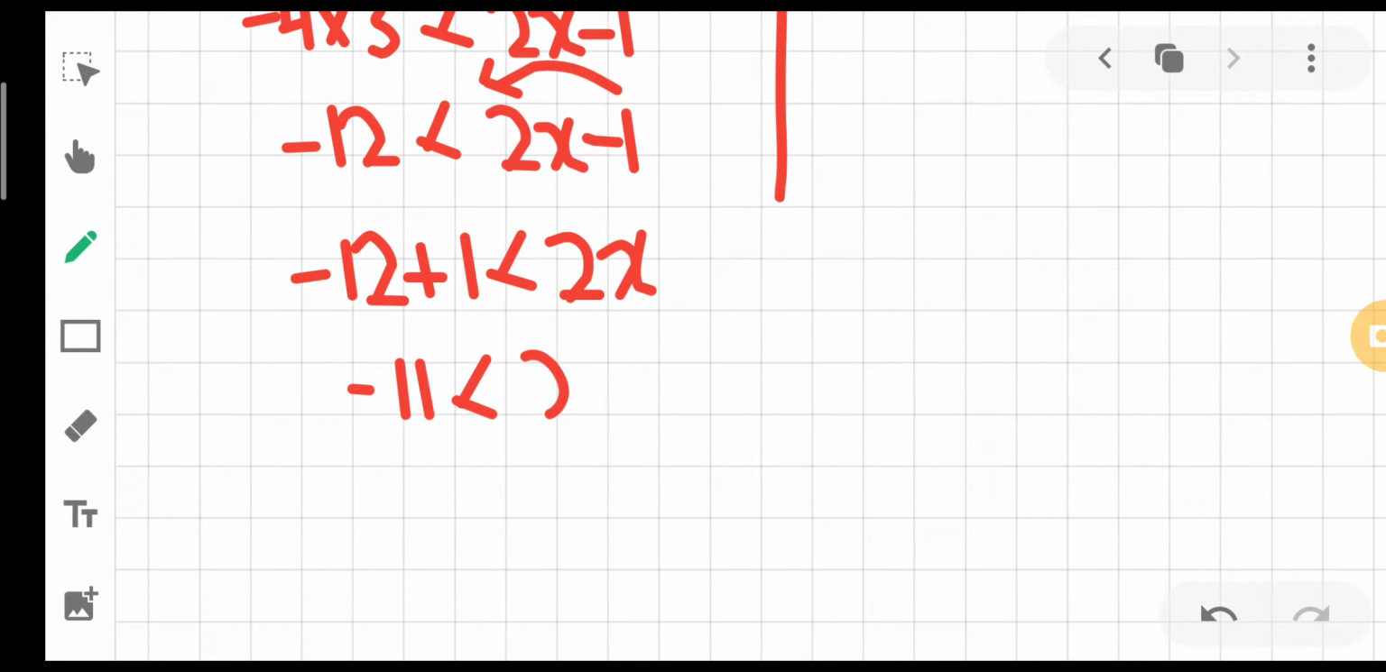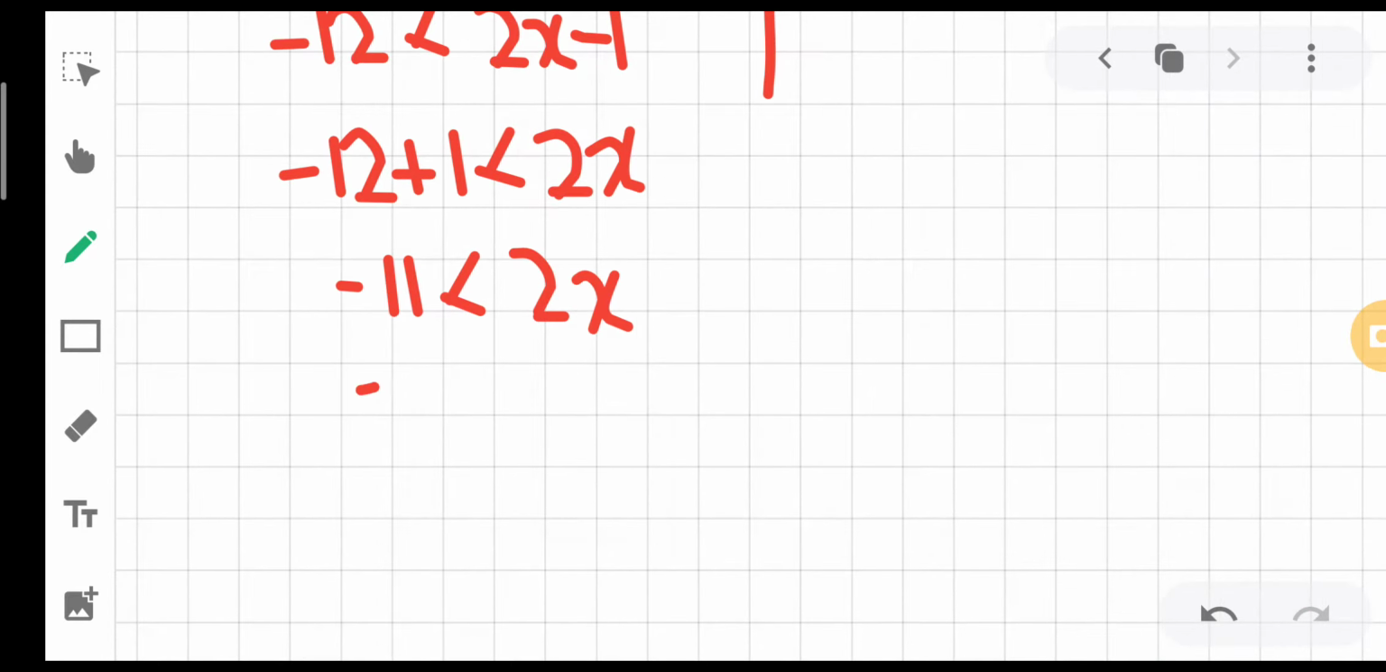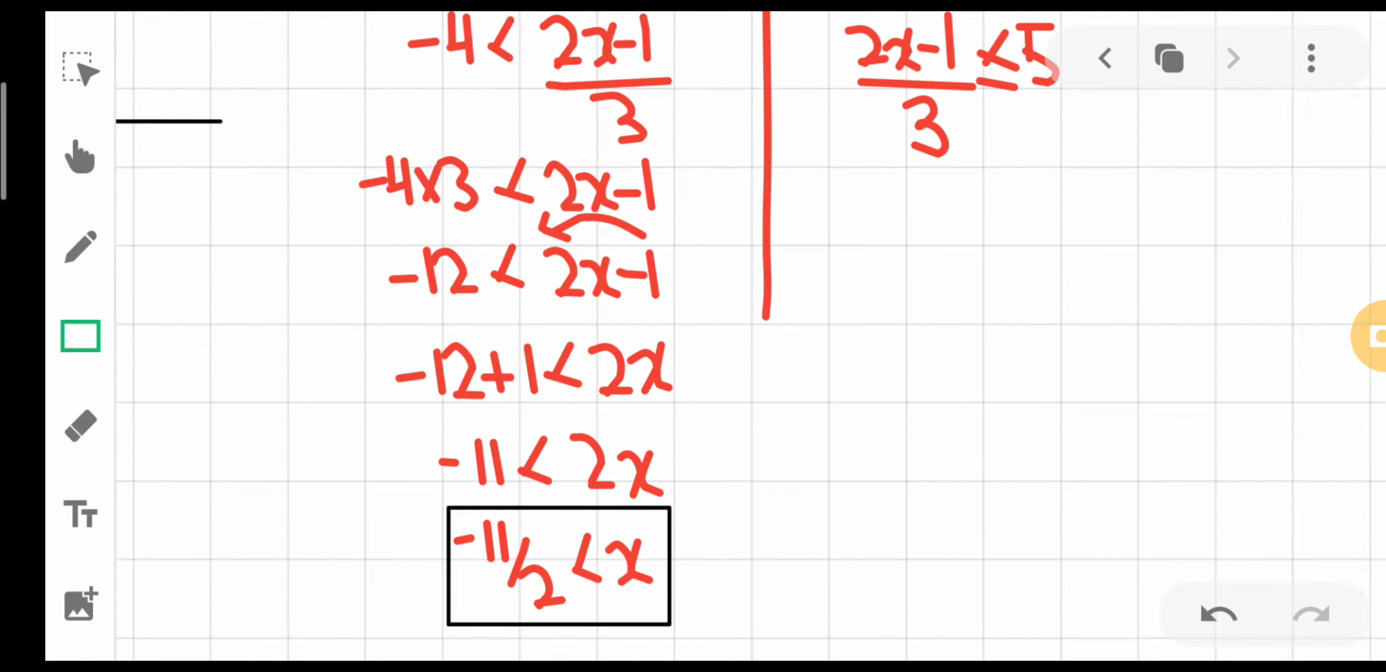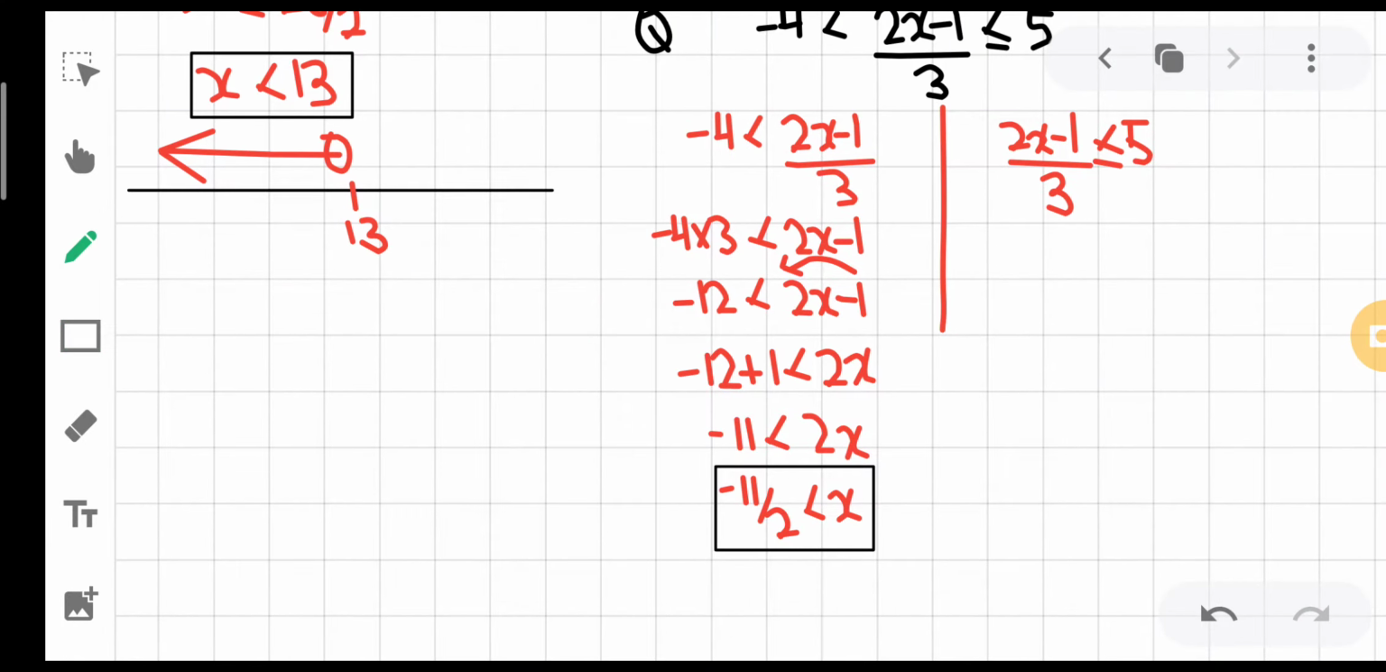And here you have 2x. Then 2 has to be shifted into division. Negative 11 divided by 2. This comes out to be the value of x. The first value of x comes out to be this one. Now I am solving the remaining second part of the inequality, that is this one.